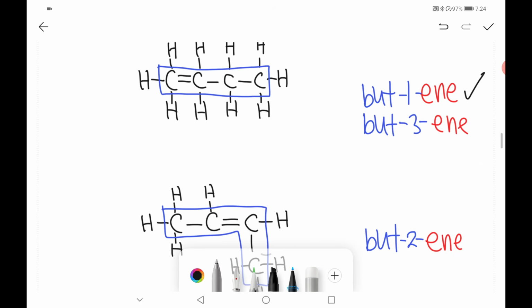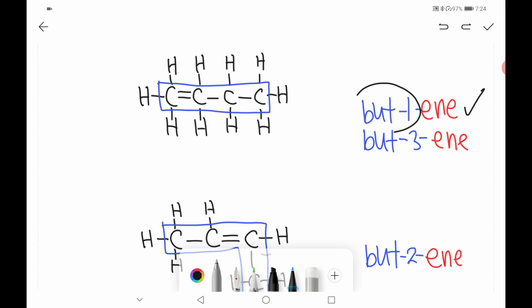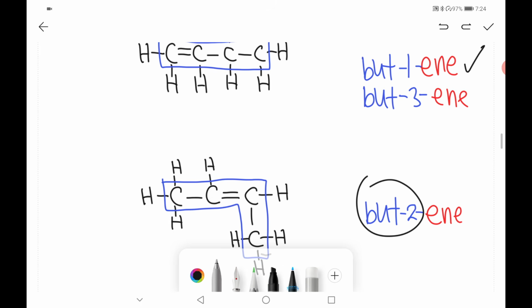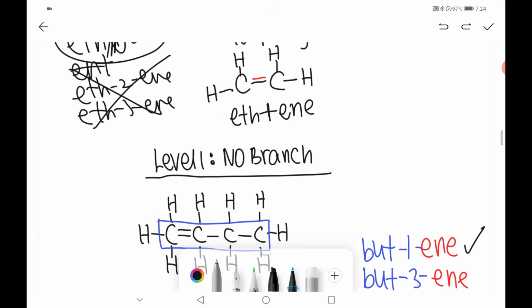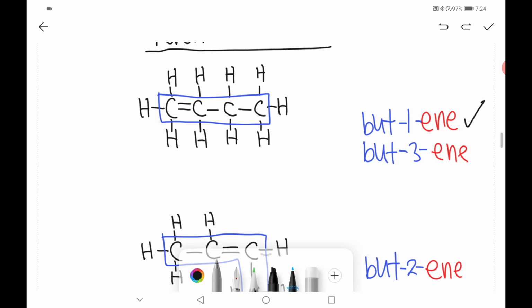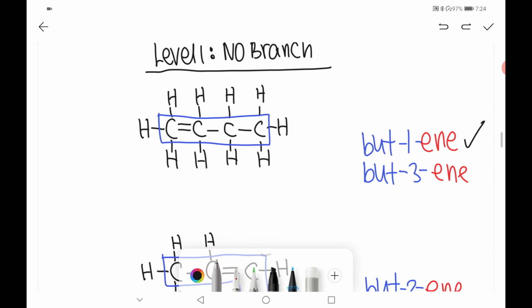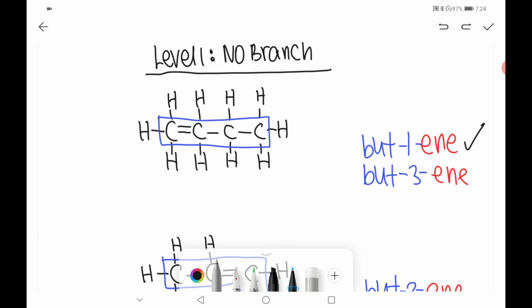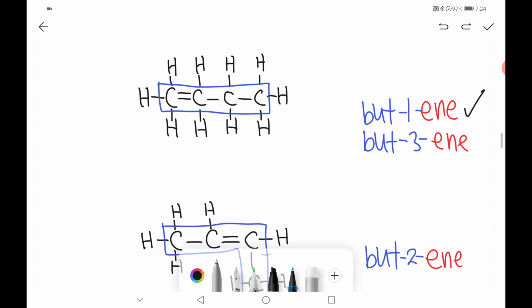Unlike just now, for butene we have 2 possible names. Butene can be but-1-ene or but-2-ene. So when we have 2 possible names, we need to mention the number. We need to mention the number here, because butene can be but-1-ene or but-2-ene. So we need to specify so that people know whether we are referring to but-1-ene or but-2-ene.